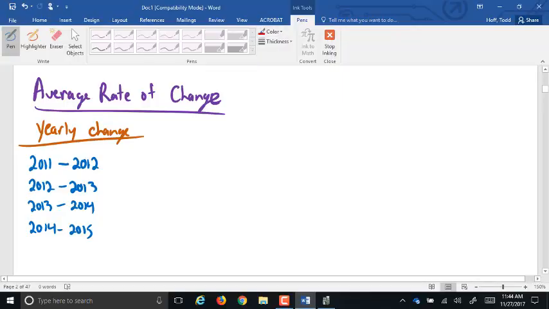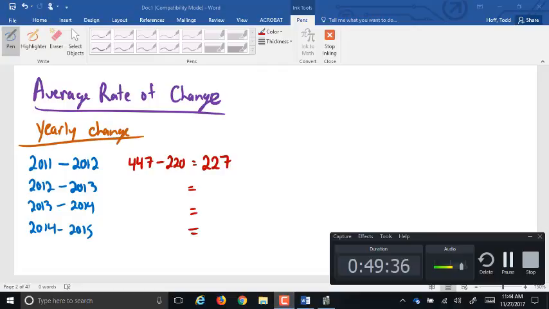So to do the 2011 to 2012, 2012 is 447, 2011 is 220. That's a change of 227. So I want you to find that for all the other three. So quickly in your notes, calculate those out.